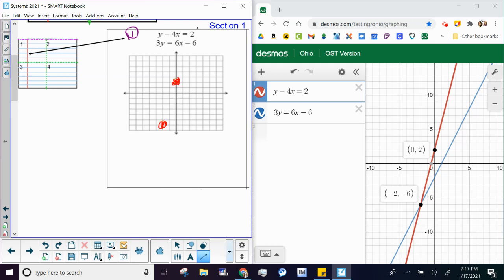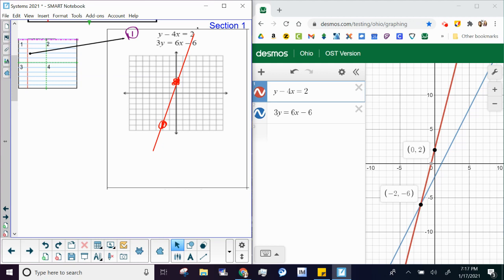So there is mine. When I was doing this in my notebook, I went ahead and used a Post-it as my straight edge, or my practice notebook as my straight edge. Okay, so there's my first line.